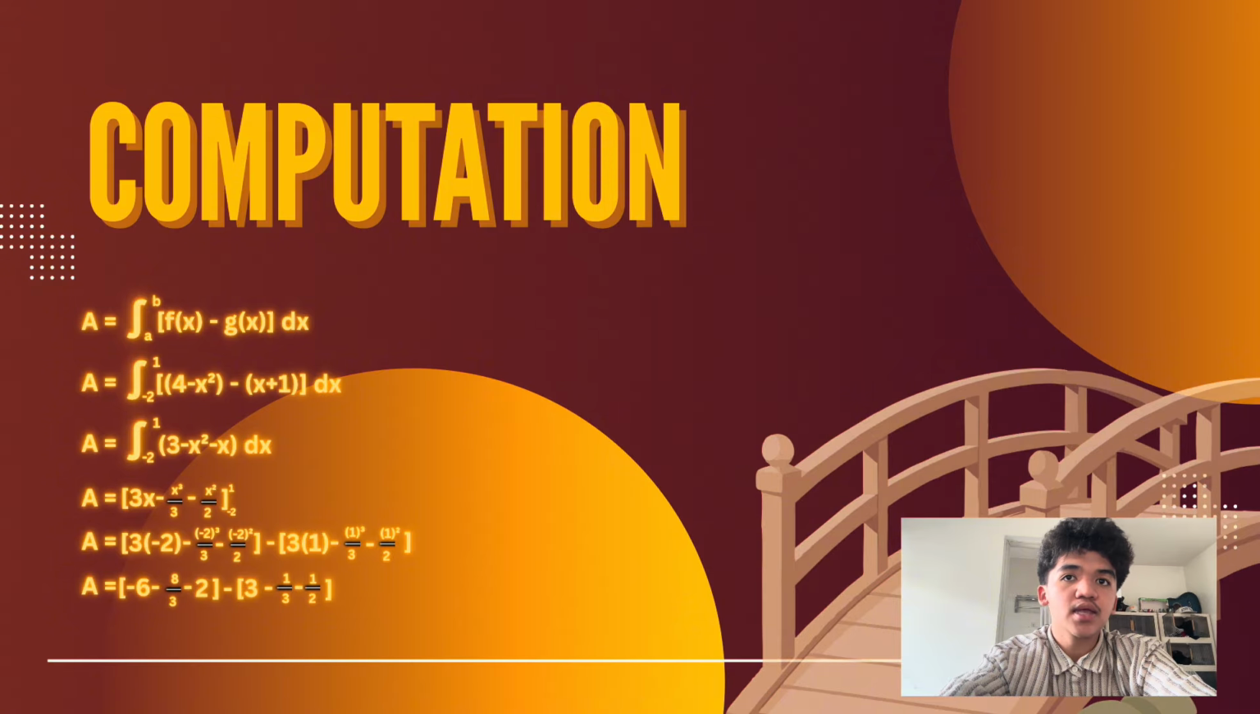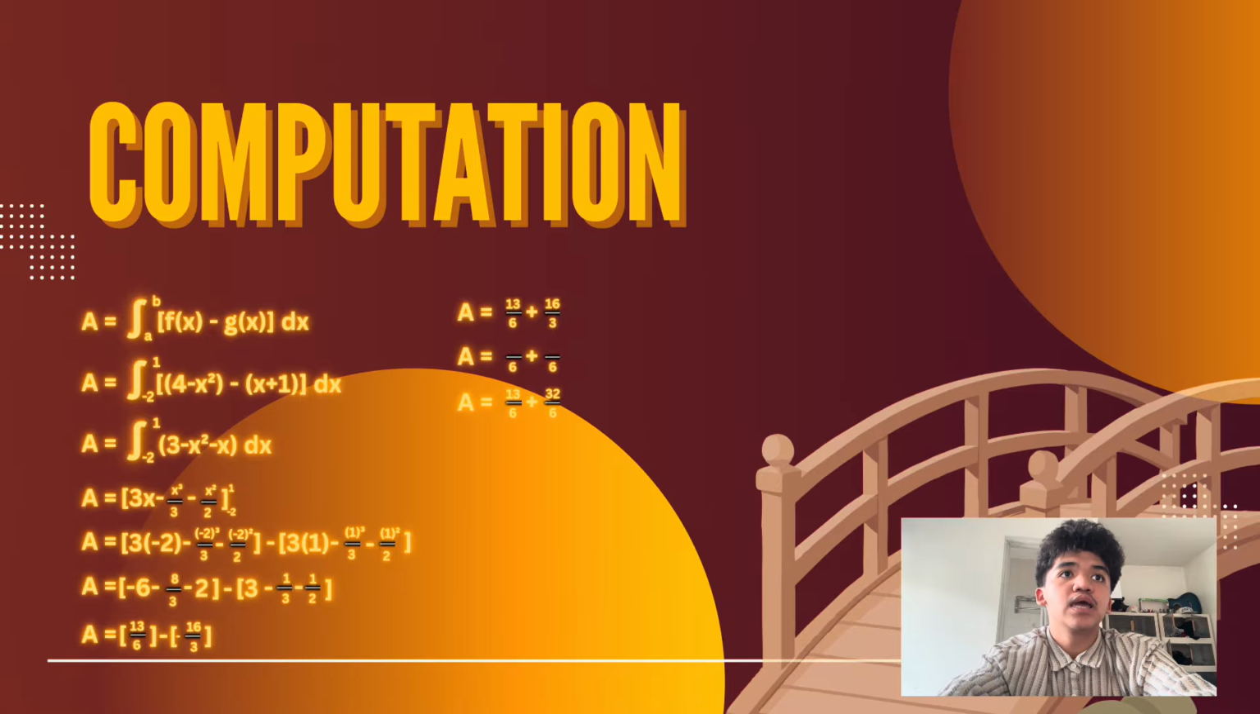So now we will subtract. We get area equals 13 over 6 minus -16 over 3. As we can see here, we can multiply the negative sign into -16 over 3. So we get area equals 13 over 6 plus 16 over 3. It has a GCF of 6. So 6 divided by 6 is 1 times 13 is 13, and 6 divided by 3 is 2 times 16 is 32. So now we have area equals 13 over 6 plus 32 over 6. So area equals 45 over 6. So we have an area of 7.5.